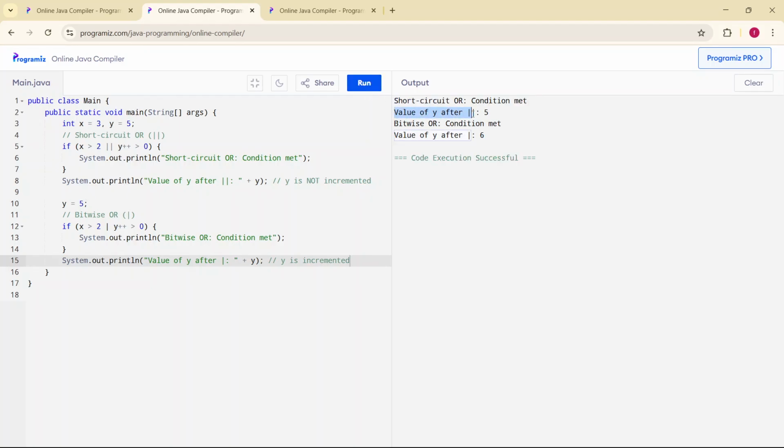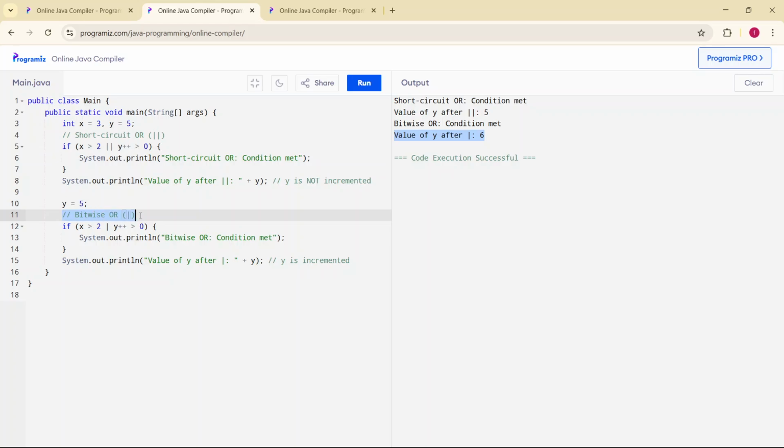So the value of y after short circuit OR is 5. The value of y after bitwise OR is 6. Initially the value of y is 5. After short circuit OR, the y value is not incremented because the execution of the second argument is optional here. Here x greater than 2 is true, so the first argument is true, so the entire result of short circuit OR is true, so the second argument is not being executed, so the y value is not incremented here, but the y value is incremented here.